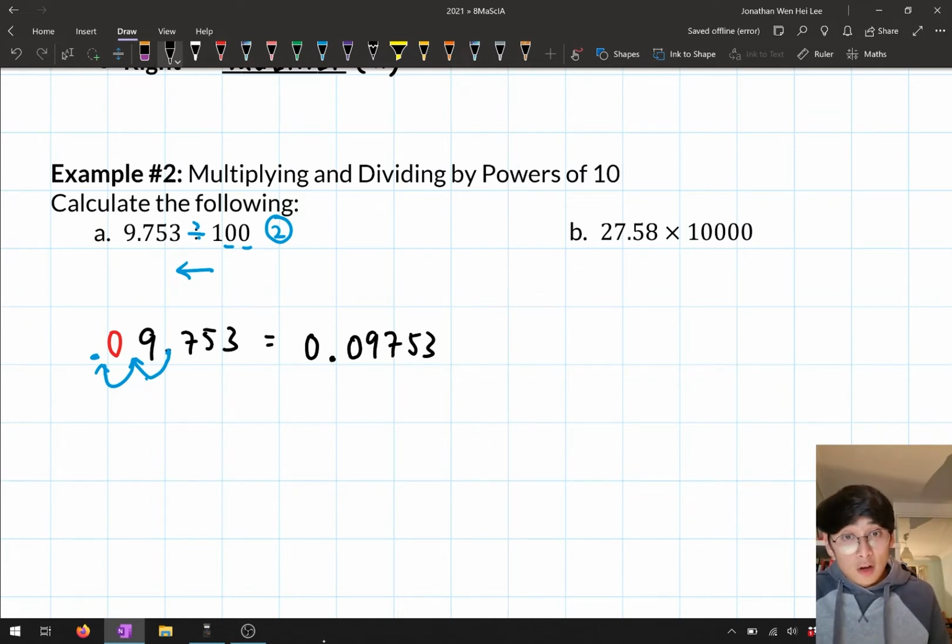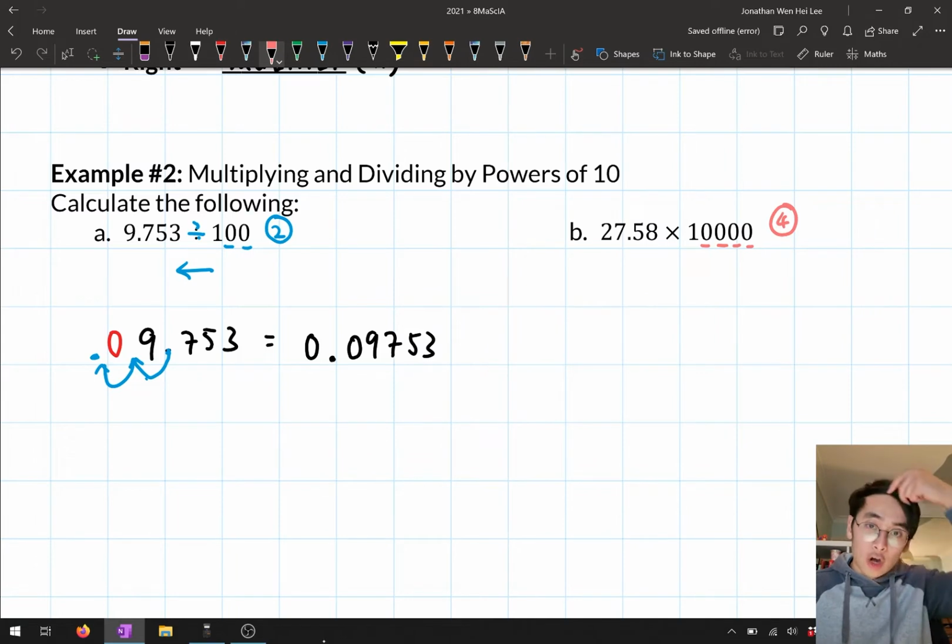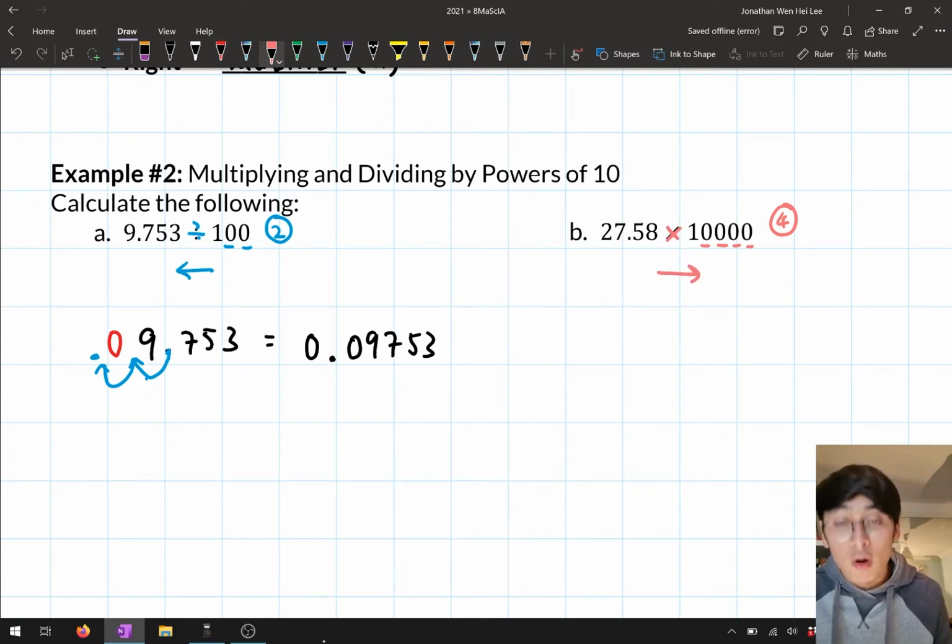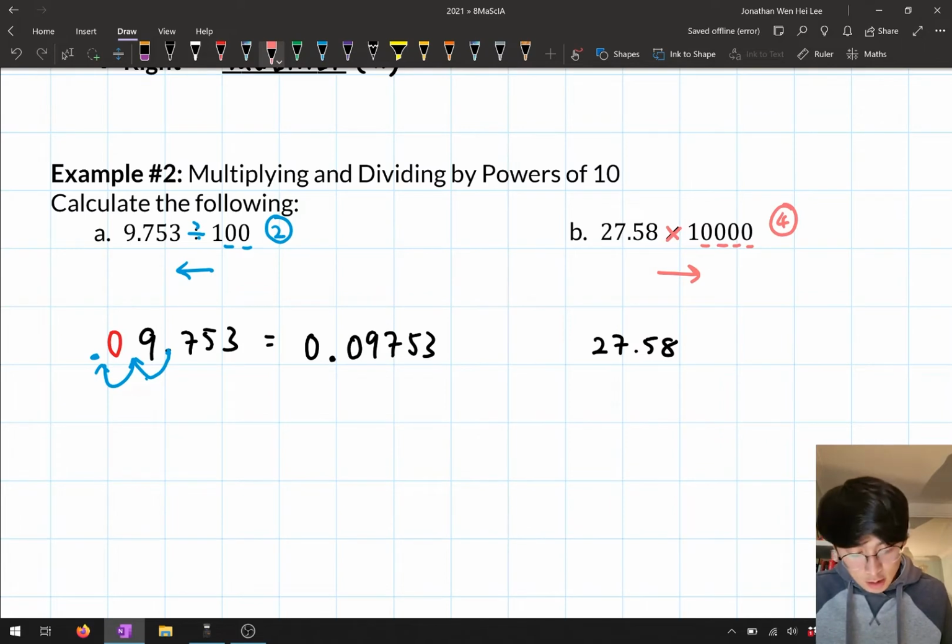Okay, let's have a go at the second example. We're going to do 27.58 times 10,000. So once again, same steps as before. Count the number of zeros. Here, my 10,000 has 1, 2, 3, 4. That's 4 zeros. Second thing is then figure out which direction we need to go. Now, we are multiplying, which means I'm moving my decimal point to the right. So for this one, I'm going to write my number, 27.58, and I'm going to move it to the right. So here I'm going to go 1, 2, 3, 4.